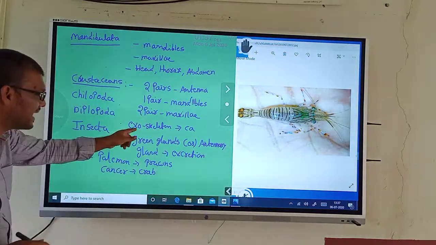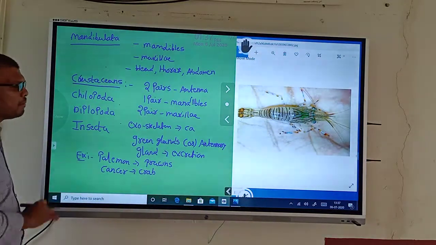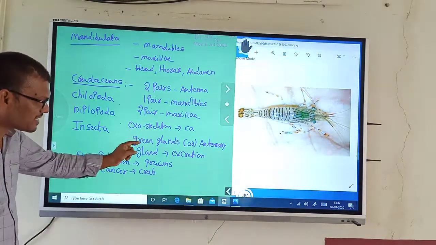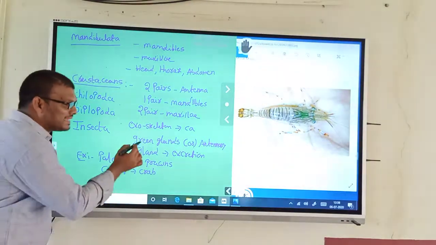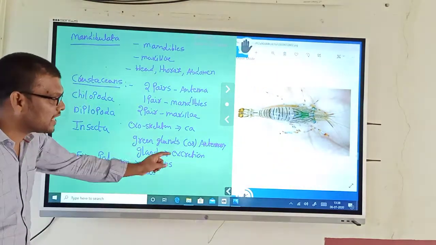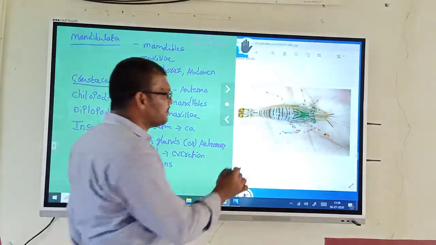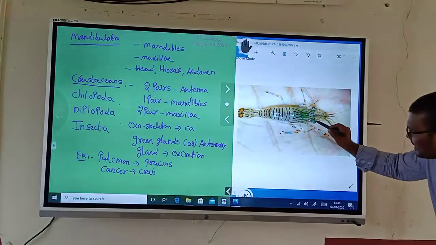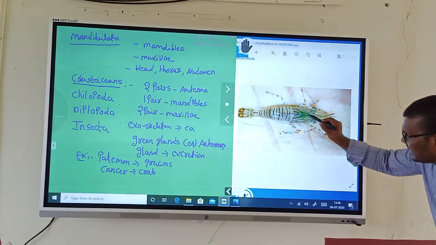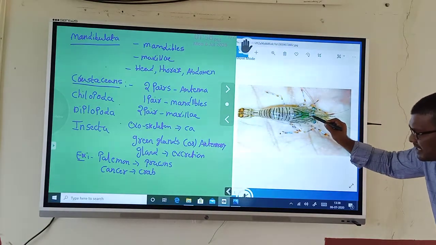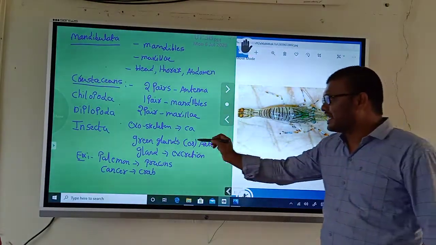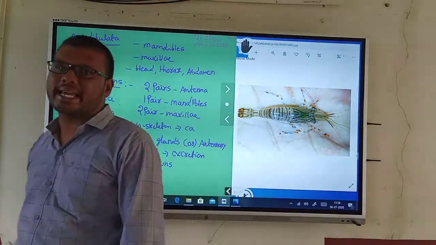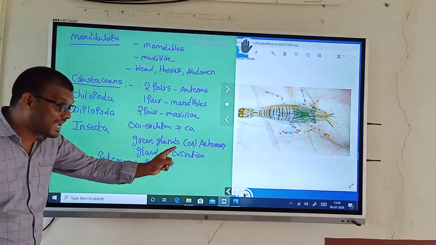What is it made up of? Calcium, that is called the exoskeleton. And very important here, a specialized excretory gland is present, that is called the green glands, also called the antennary glands. If you observe this one, at the base of the antenna, what color do they have? Green color is present. Based upon their color, they are called green glands, also called antennary glands, and it is an excretory organ.